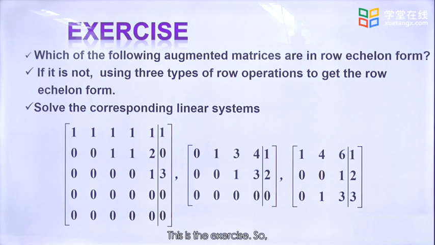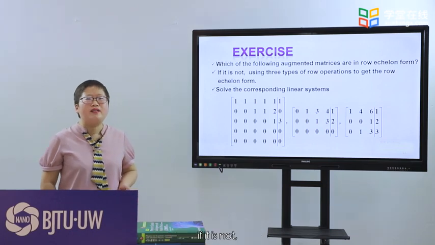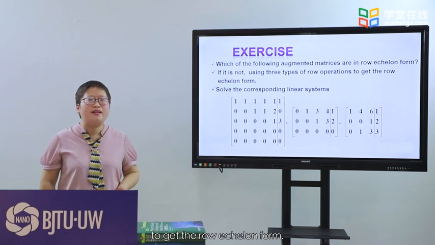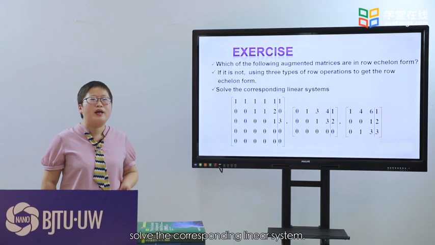So this is the exercise. You can see which of the following augmented matrices are in row echelon form. That is the first question. The second question: if it is not, use the three types of row operations to get the row echelon form. The third question: solve the corresponding linear system.